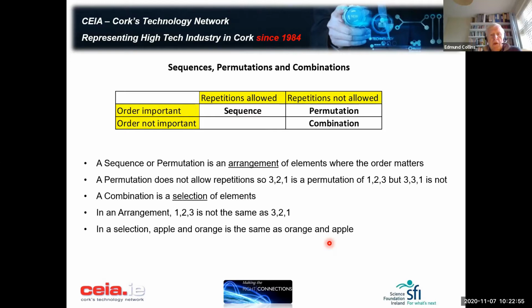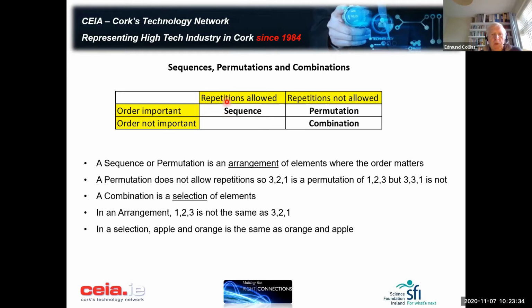But I'm going to go through here sequences, permutations, and combinations. But really, it's combinations for problem solving that I've seen most of the problems I've looked at on the Leaving Cert papers. But it's important to understand the differences, certainly between permutations and combinations. So we will look at sequences briefly as well. So in the table here, I've summarized the differences between sequences, permutations, and combinations.